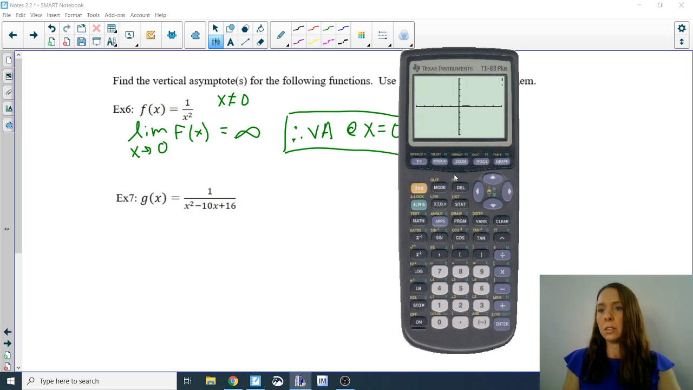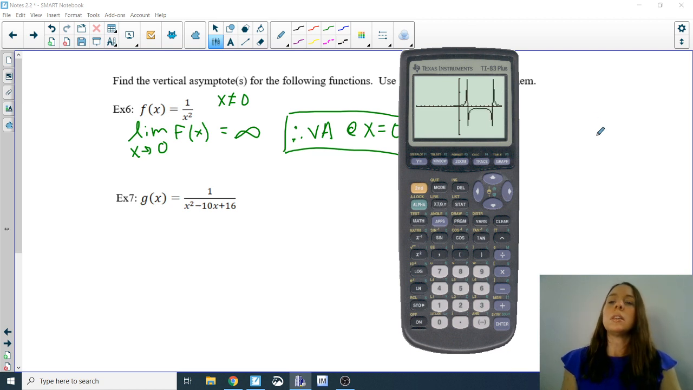I might need to change my window. Yeah, I do. I'm going to go back to a standard viewing window. Ugh, that one's not great either. But what I want you to see here, just messing around with my window to get a nice graph. Yep, that's a little bit better.